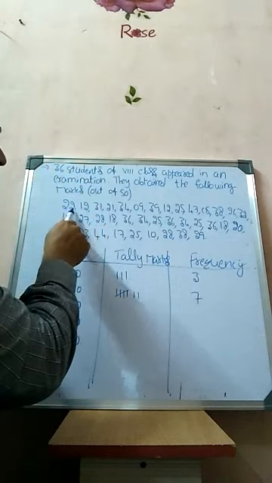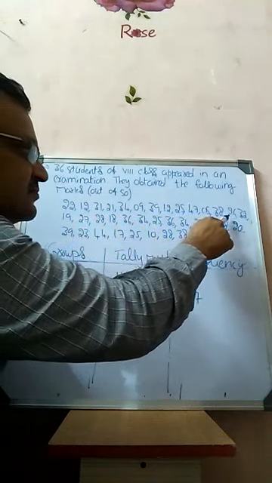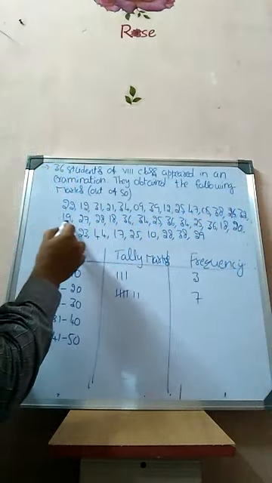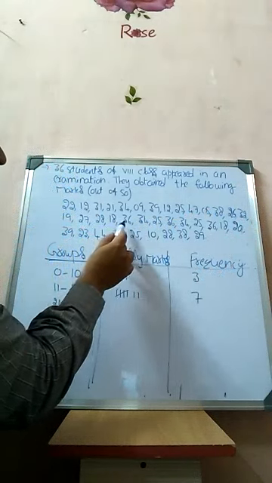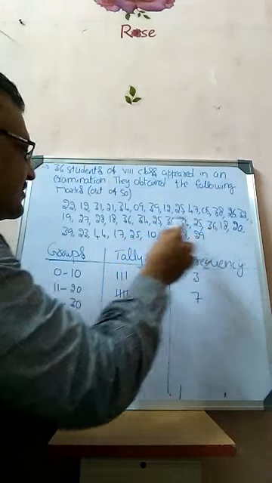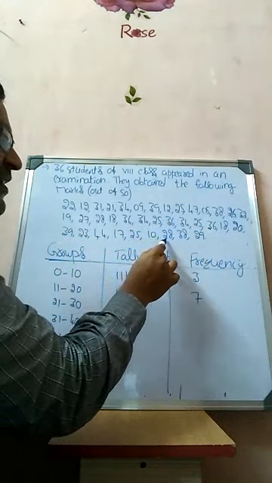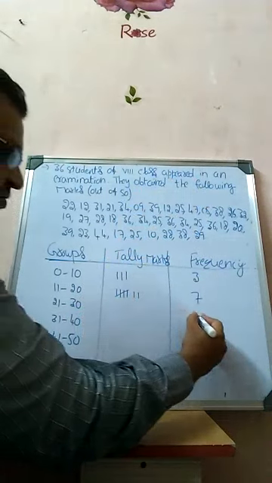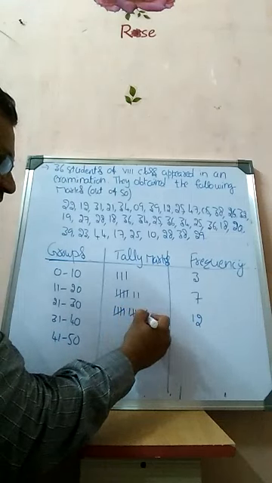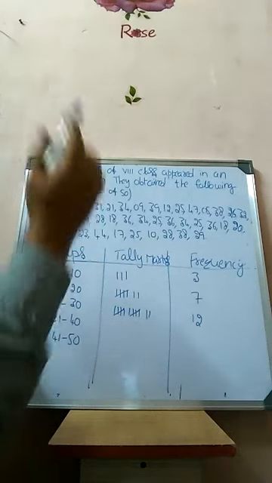And next, in between 21 and 30, including 21 and 30, how many got? 1, 2, 3, 4, 5, 6, 7, 8, 9, 10, 11, 12. So totally 12.